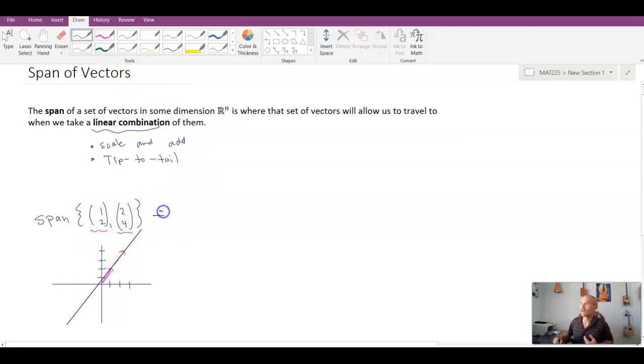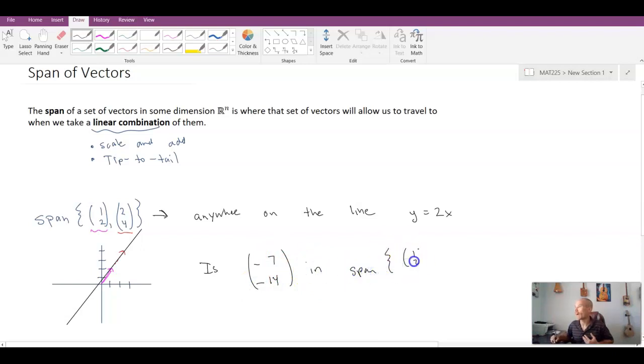So the span of these 2 vectors, I can go anywhere on the line y equals 2x. As long as the y component is twice the x value, I can scale these all day long. So for instance, if I want to ask the question, is (-7, -14) in the span of those 2 vectors?